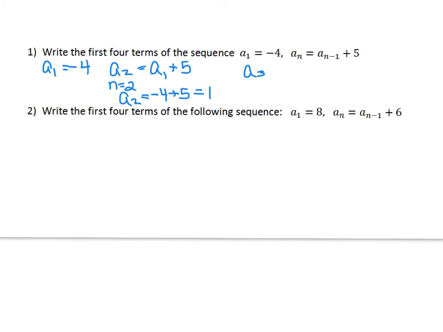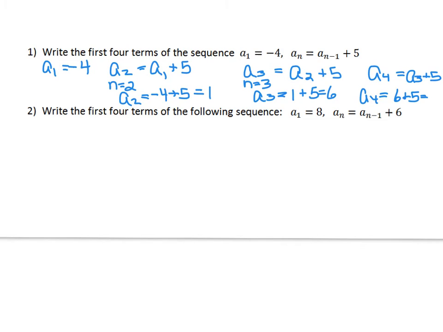To find A3, that means that right now n is equal to 3. So that is going to be equal to A, n minus 1, 3 minus 1 is 2, plus 5. What did we say a minute ago A2 was? A2 is equal to 1, so 1 plus 5 is equal to 6. To get A4, we're going to take A3 and we're going to add on 5. So A4 is just equal to 6 plus 5, which is 11.